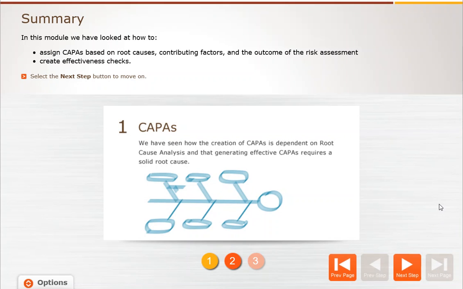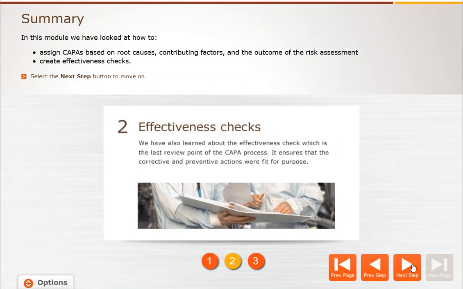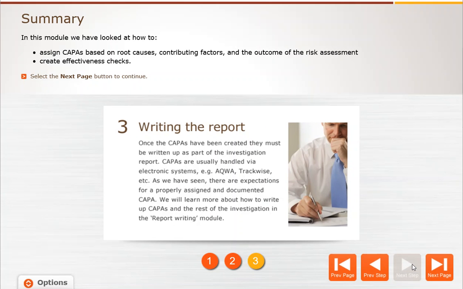We have seen how the creation of CAPAs is dependent on root cause analysis, and that generating effective CAPAs requires a solid root cause. We have also learnt about the effectiveness check, which is the last review point of the CAPA process. Once the CAPAs have been created, they must be written up as part of the investigation report. As we have seen, there are expectations for a properly assigned and documented CAPA. We will learn more about how to write up CAPAs and the rest of the investigation in the report writing module.